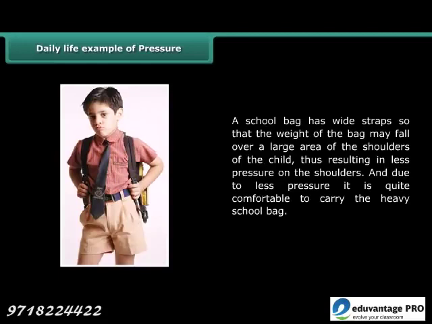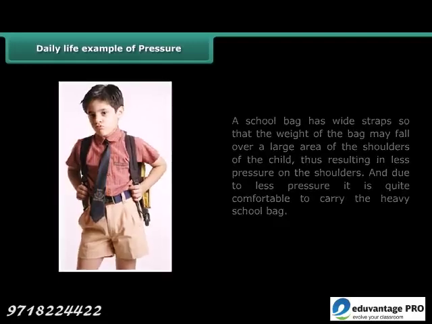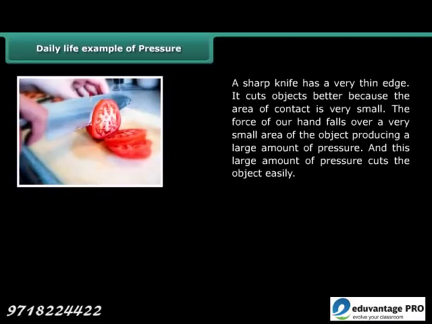A school bag has wide straps so that the weight of the bag may fall over a large area of the shoulders of the child, thus resulting in less pressure on the shoulders. And due to less pressure, it is quite comfortable to carry the heavy school bag. A sharp knife has a very thin edge. It cuts objects better because the area of contact is very small. The force of our hand falls over a very small area of the object, producing a large amount of pressure. And this large amount of pressure cuts the object easily.